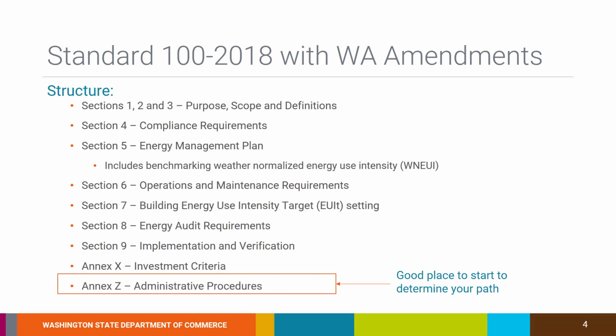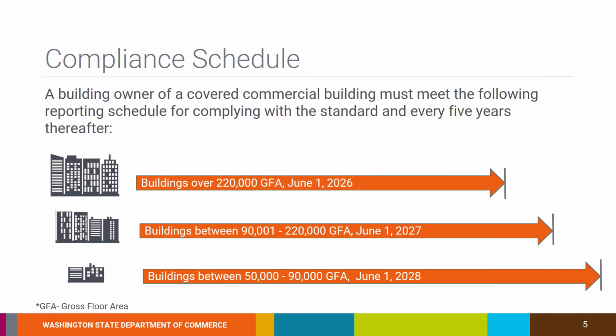Normative Annex Z is a great place to start when determining whether the investment criteria performance metric is the right path to compliance for any particular building. Compliance with the Clean Buildings Performance Standard is staggered over a 3-year period, starting with the largest buildings on June 1st of 2026. Buildings must comply with the standard by the corresponding dates as noted in the slide and every 5 years thereafter to avoid penalty.